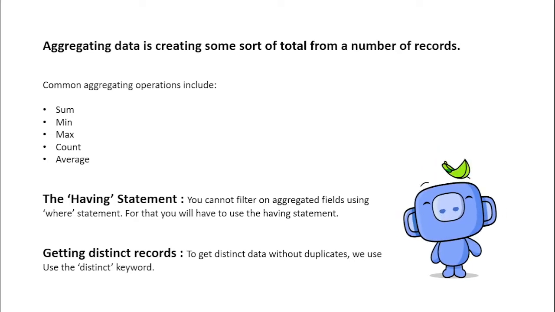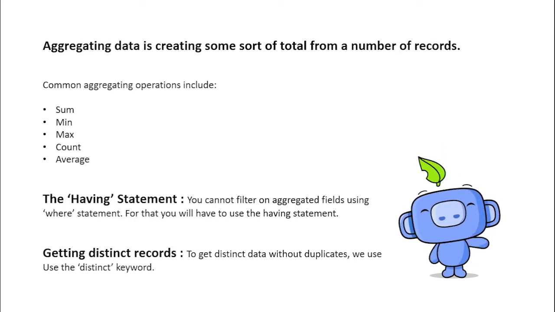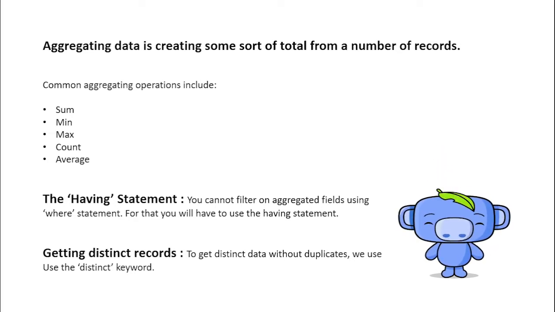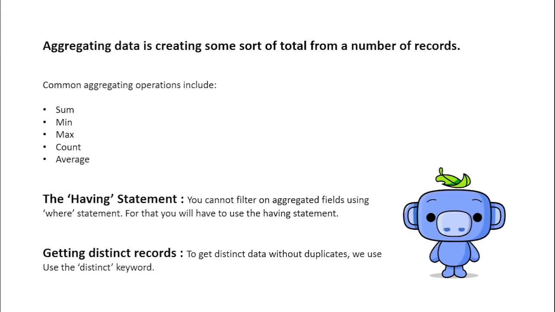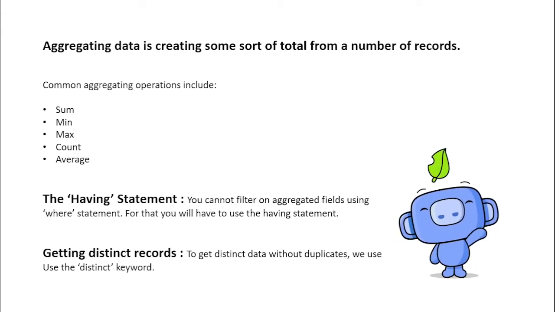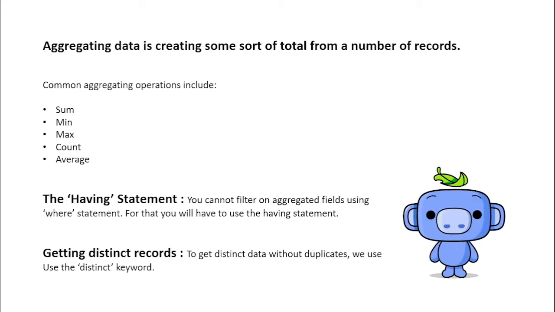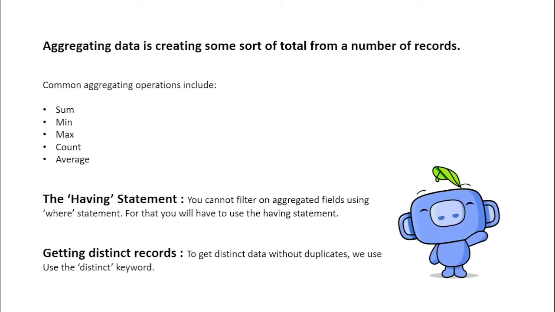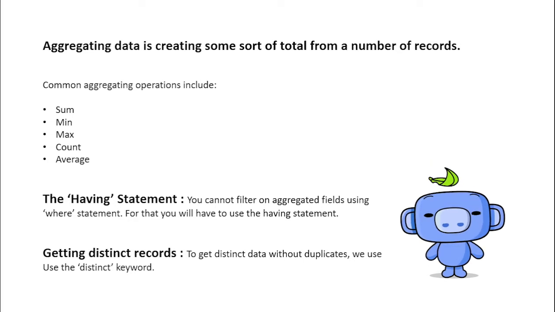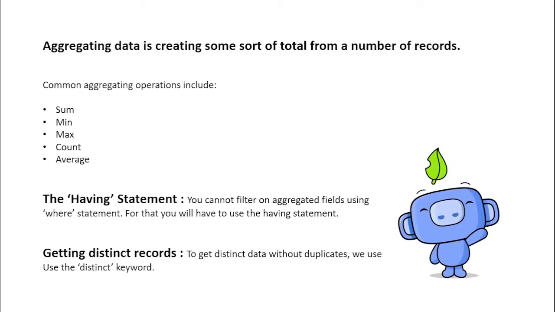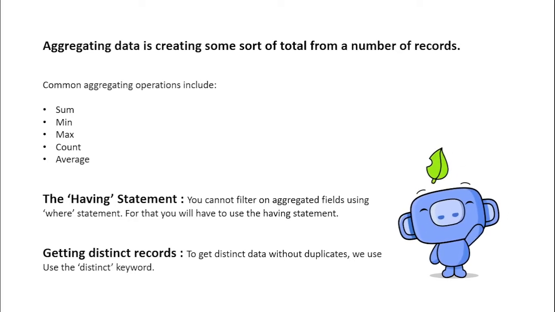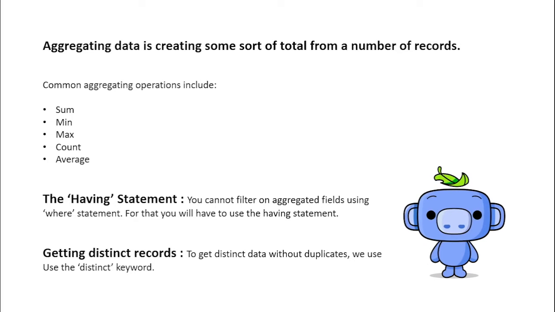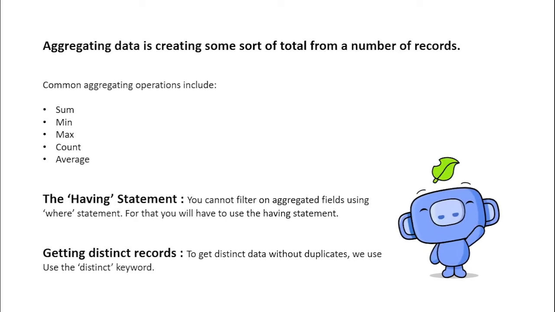In order to do that, we'll be using some aggregating functions and write some queries using the sum function, then the minimum function, then the maximum function, and the count function, and the average function. We'll see how these functions work and how to write them in order to get our desired results. Then we'll also look at why and where we should be using the having statement.